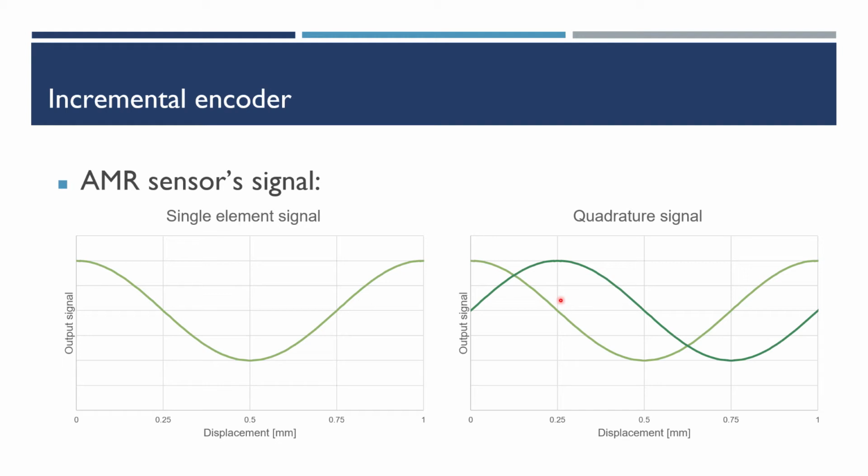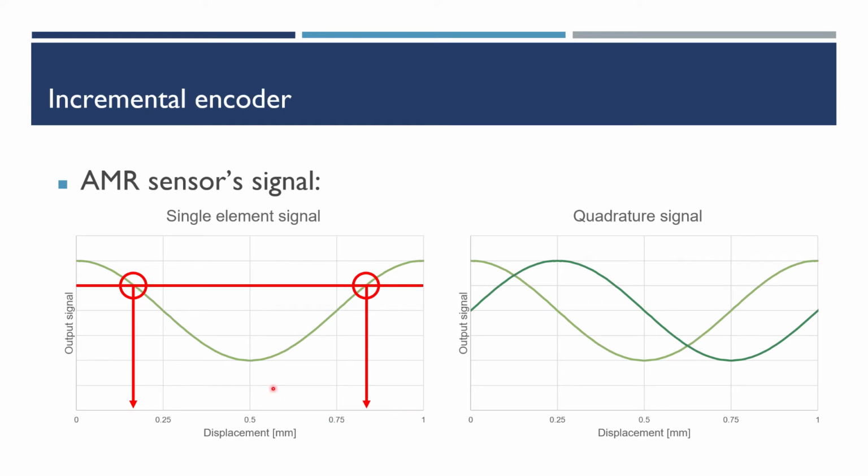These two figures are examples for MR elements moving along the scale for one pole pitch, that is 1 mm. And if we only have one MR element, you will find that the output value will correspond to two positions. For example, in the first figure, this output value corresponds to 0.2 mm and 0.8 mm.